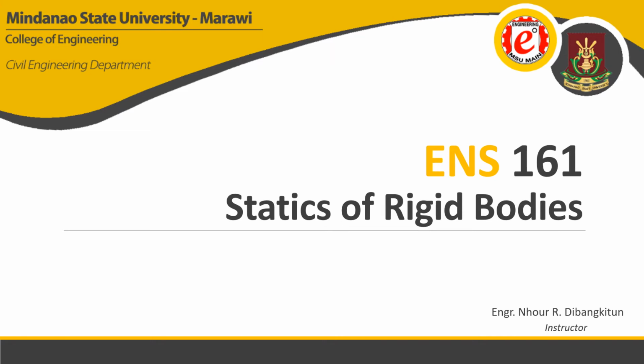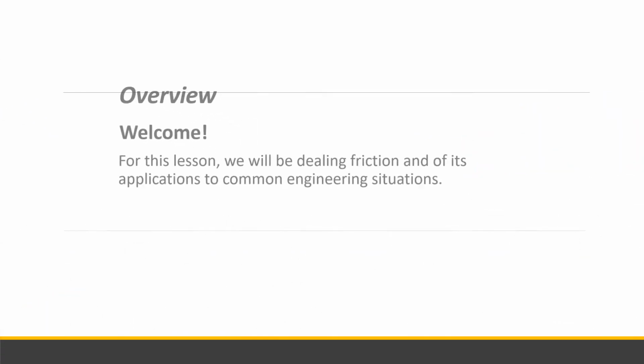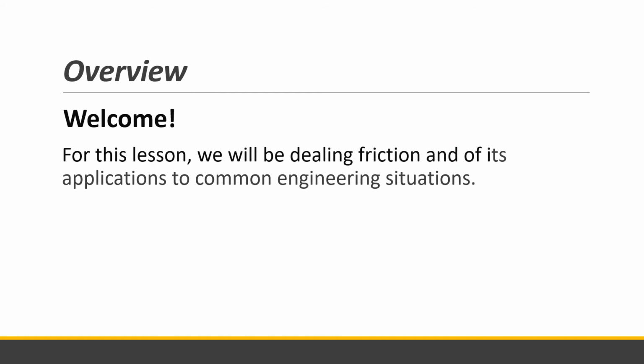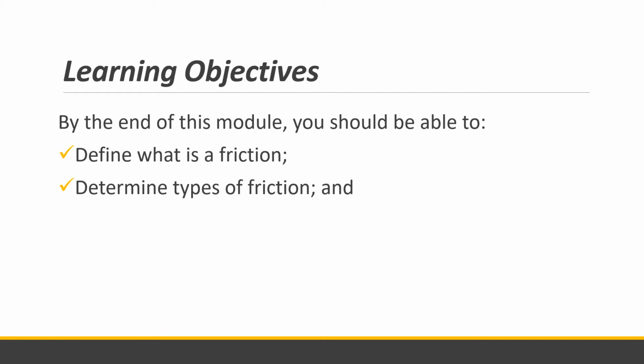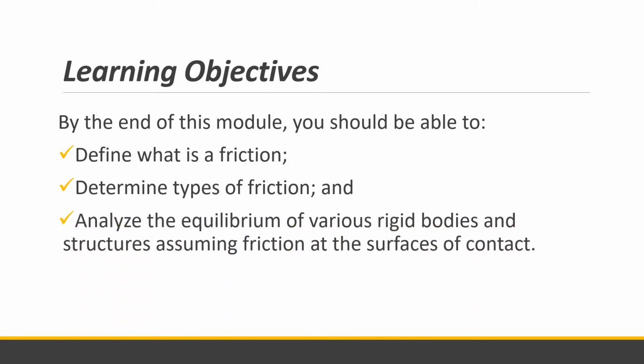Okay, so welcome back to ENS161 Statics of Rigid Bodies. We are now at Module 4, Friction. So welcome for this fourth module. For this lesson, we will be dealing with friction and its applications to common engineering situations. By the end of this module, you should be able to first define what friction is, determine the types of friction, and analyze equilibrium of various rigid bodies and structures assuming friction at the surfaces of contact.